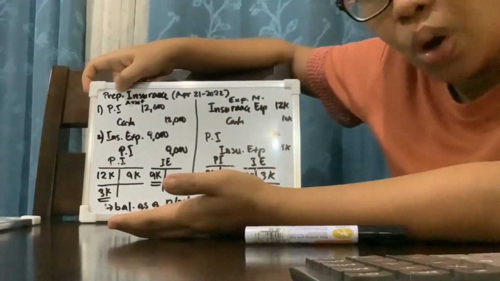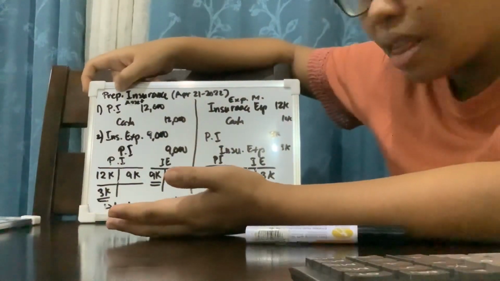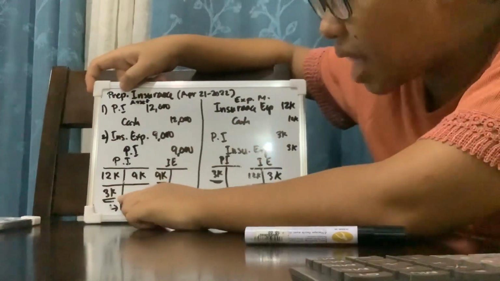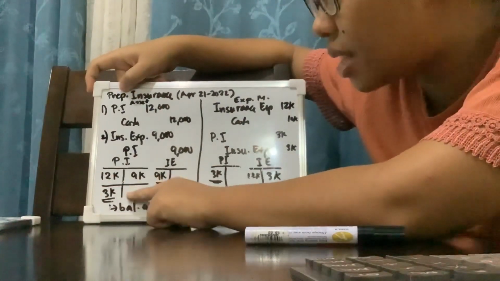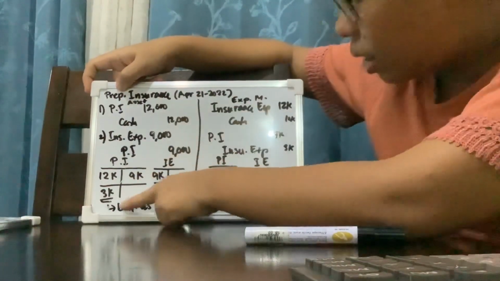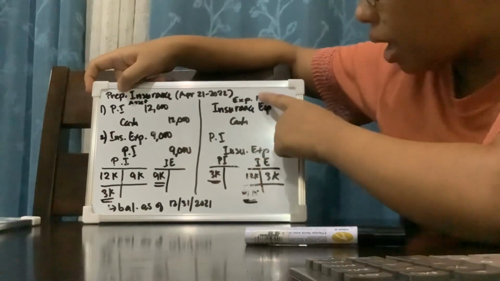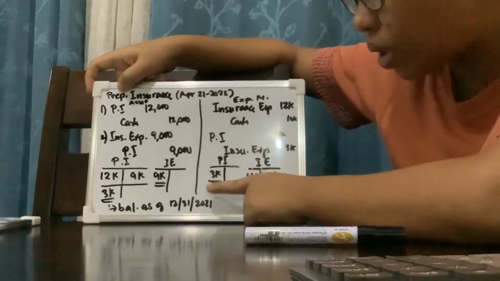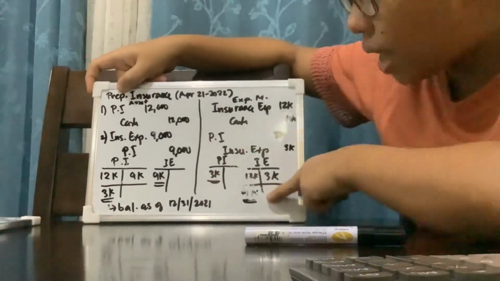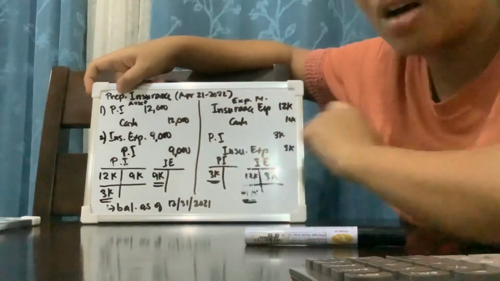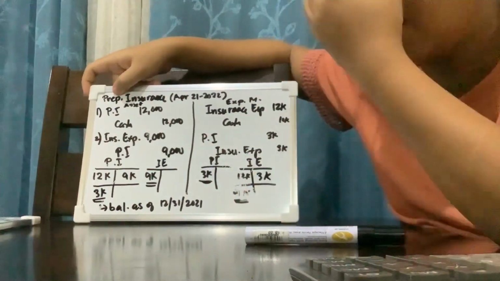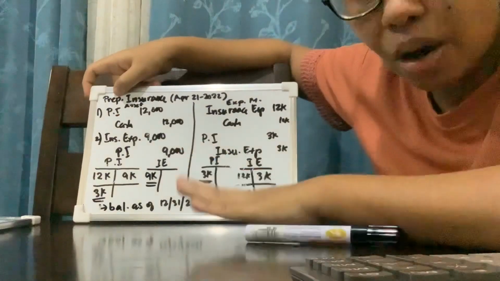So what do you observe? Anything you notice? Either of the method you use, still the respective account balances are the same. Prepaid insurance under asset method, 3,000. Insurance expense method, prepaid insurance, 3,000. Imong expense gi-recognize using this method, 9,000. Using this method, 9,000.